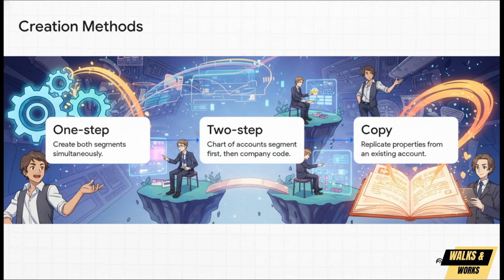Second is the two-step method. This is great when one team handles the global chart segment first, and later on, local accountants add their specific company code segments. Third is the copy method, where you simply replicate properties from an existing account. You'll use these daily, and hey, for massive organizational changes, you might even use data transfer tools like the migration cockpit.